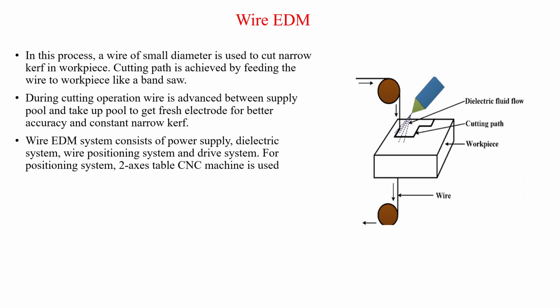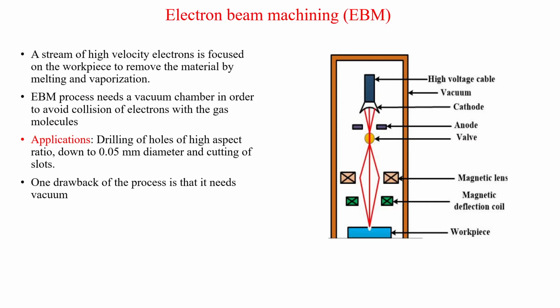Wire EDM system consists of a power supply, dielectric system, wire positioning system, and a drive system. For the positioning system, a 2-axis system. Basically, the same is there, only instead of a tool, a wire feeder you have to provide to cut the material. This is the same. Now we have electron beam machining.